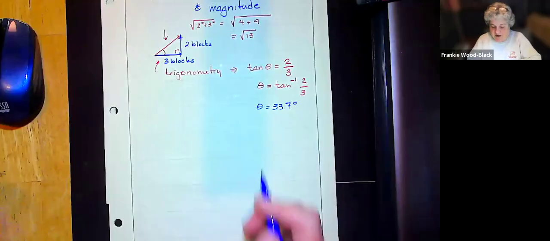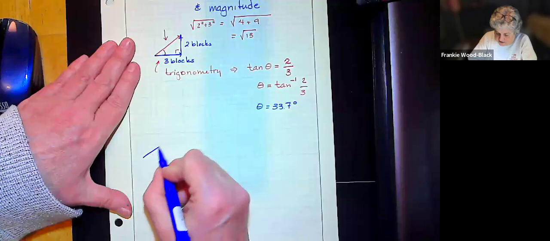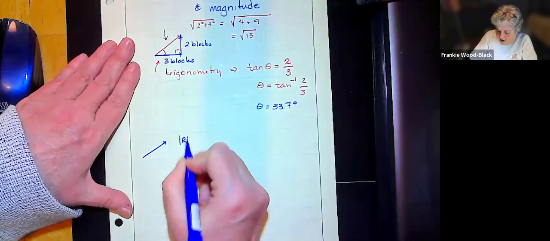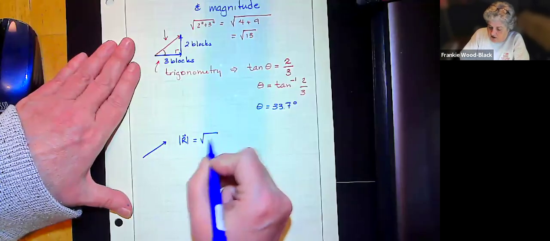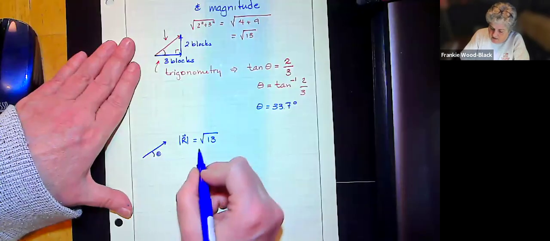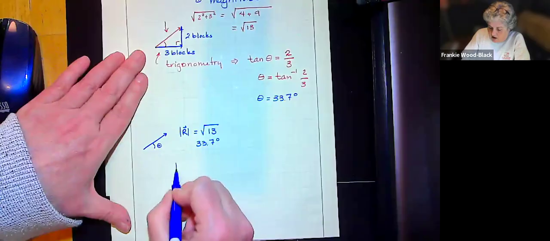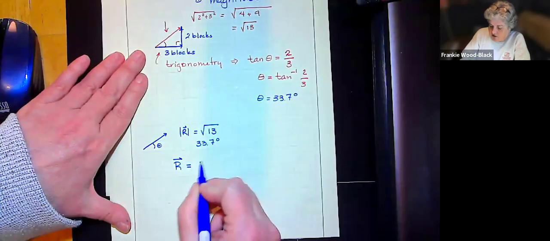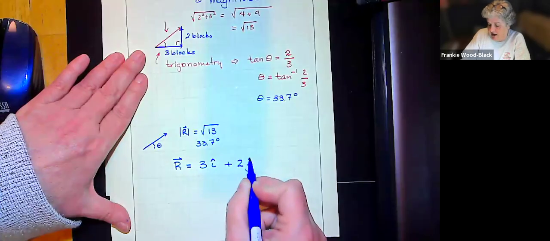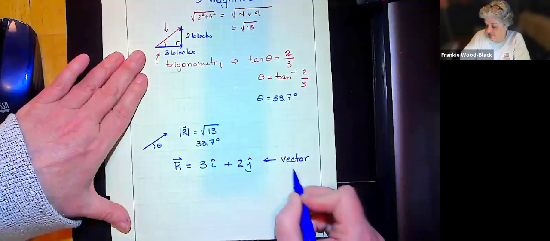Well, let's talk about vectors. So I could rewrite this vector. So we've got our resultant vector. It has a magnitude. We're going to call the magnitude of r. It says it's going to be the square root of 13. Our angle here is going to be 33.7 degrees. But I can write this r as 3 in the i direction plus 2 in the j direction. This is what we call vector notation.